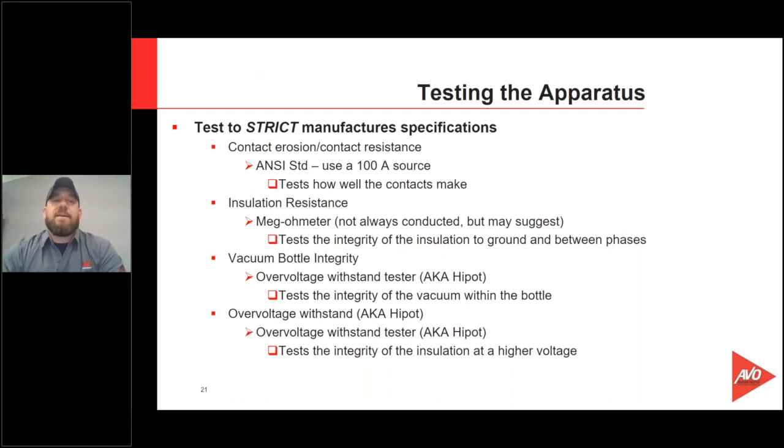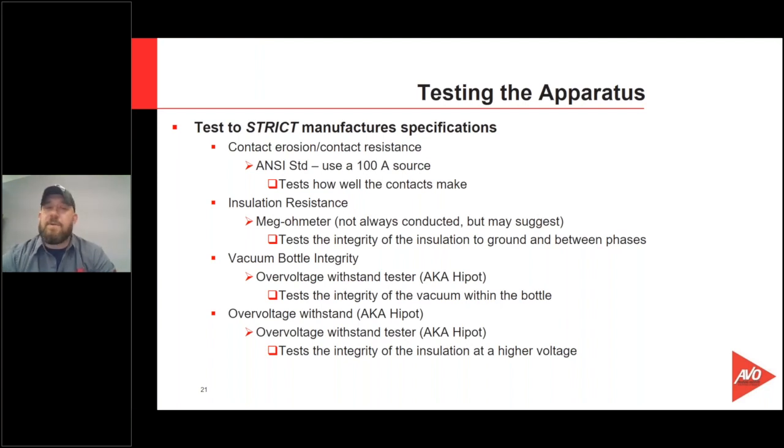And then the last test down there is going to be this vacuum bottle integrity test. This test here is the most important test when it comes to testing the interrupter. It's tested with an overvoltage withstand, also known as a high pot tester. Okay, this tests the integrity of the bottle, how well the internals of that bottle are able to hold a vacuum. Okay, I'm going to get into some other testing technologies and whatnot, but this is going to be a DC type test.